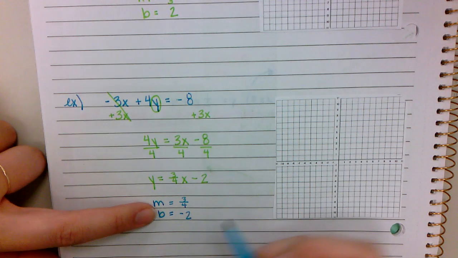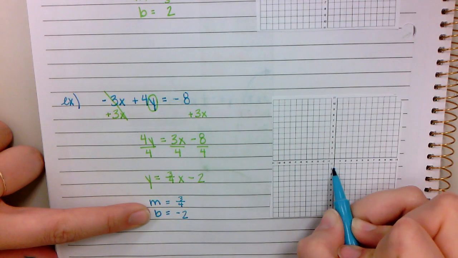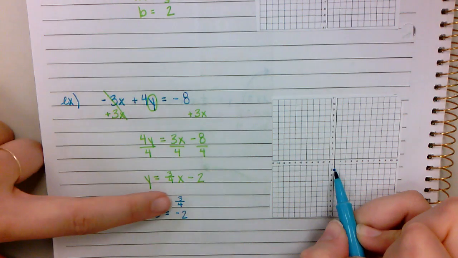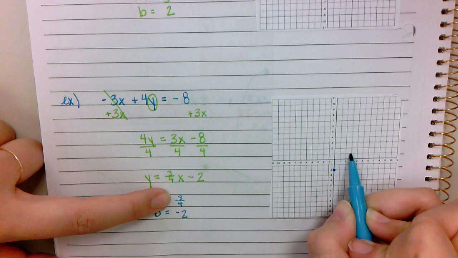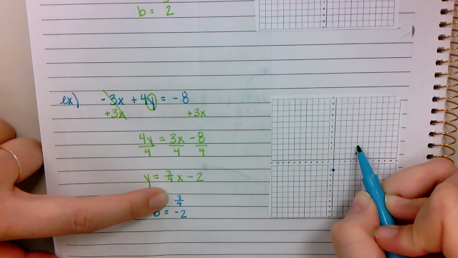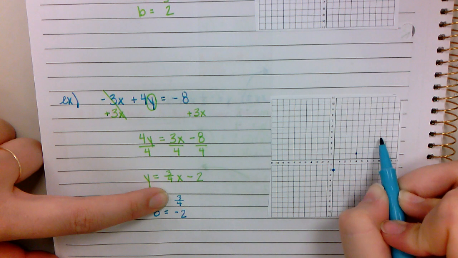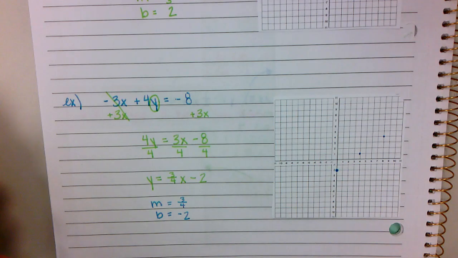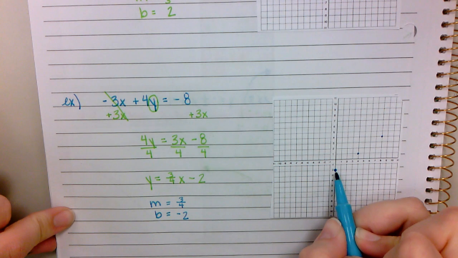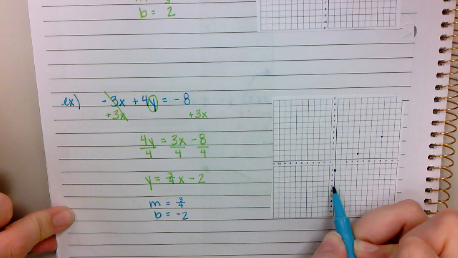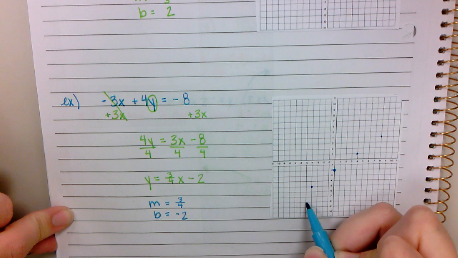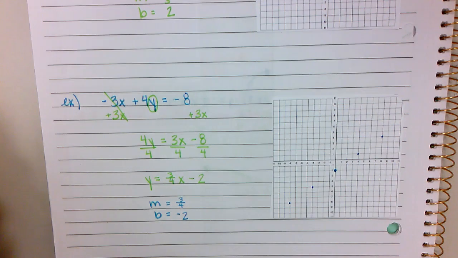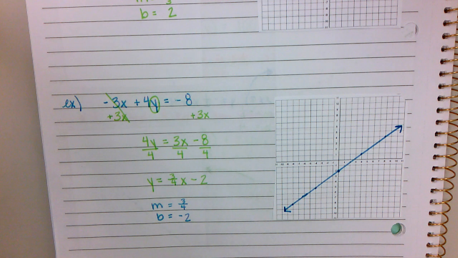So I'm going to start at negative 2 on my y-axis. And I'm going to rise 3, run 4. Rise 3, run 4. And I'll do the same thing going down. I can go down 3 and to the left 4 because I know 2 negatives make a positive. So once you connect your dots, you'll see your straight line.